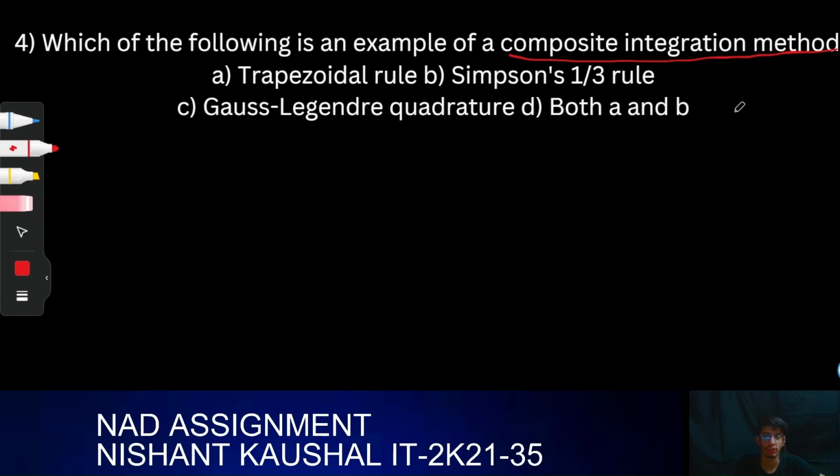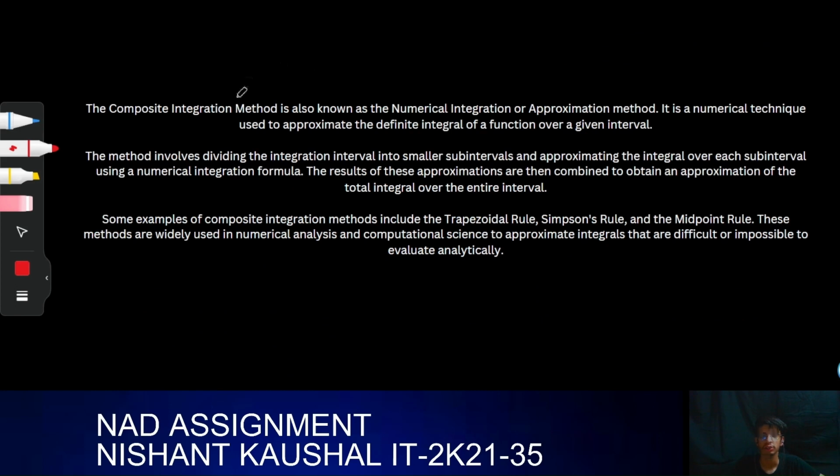So what is the composite integration rule? Let us see that. The composite integration method is also known as a numerical integration or approximation method. It is a numerical technique used to approximate the definite integral of a function over a given interval. The method involves dividing the integration interval into small subintervals and approximating the integral over each subinterval using a subinterval formula. The results of these approximations are combined to obtain an approximation of the total integral over the entire range.